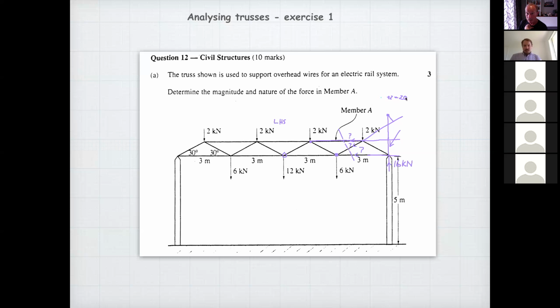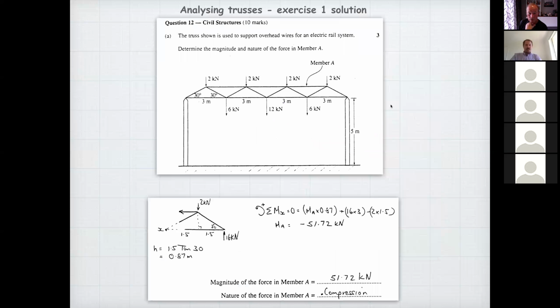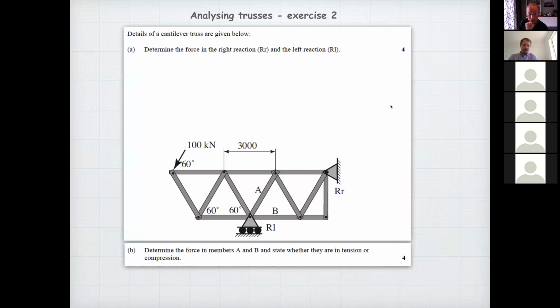Okay, I'll just get rid of all this. Lots of students have trouble with method of sections. Okay, and there's the examiner's solution there.